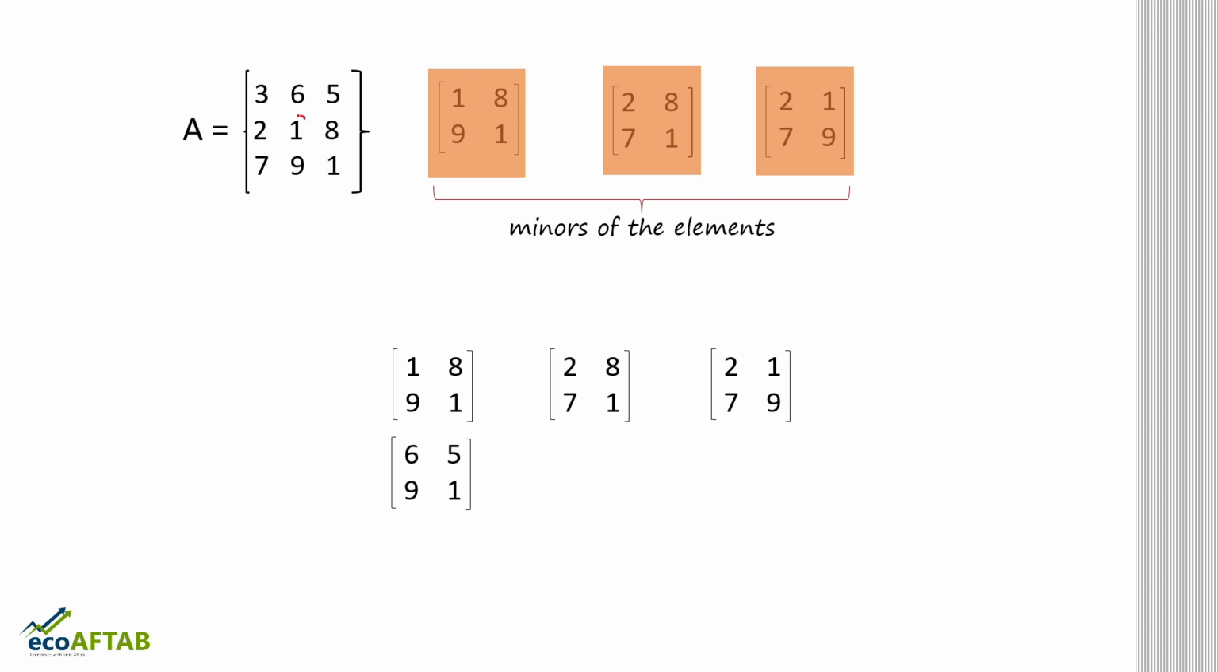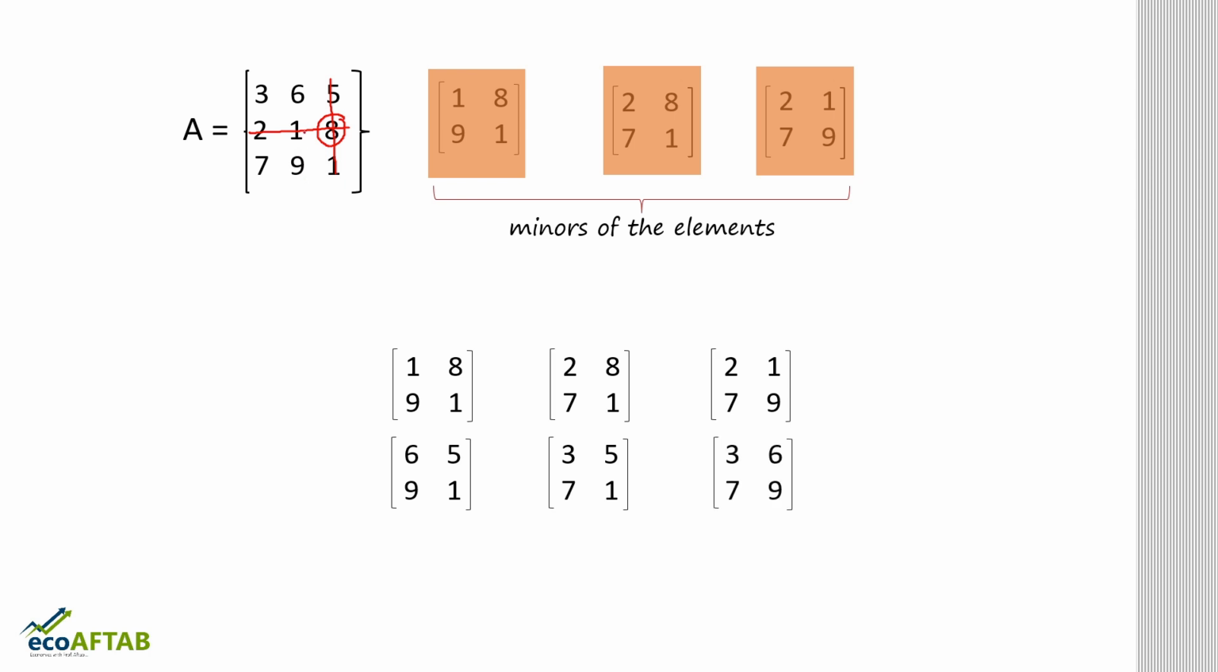Similarly, if I want to know what is the minor of this particular element, I will remove this row and this column, and what is left is 3571. And lastly, if I want to know what is the minor of element 8, I will remove this particular column and this particular row. So what is left is 3679.